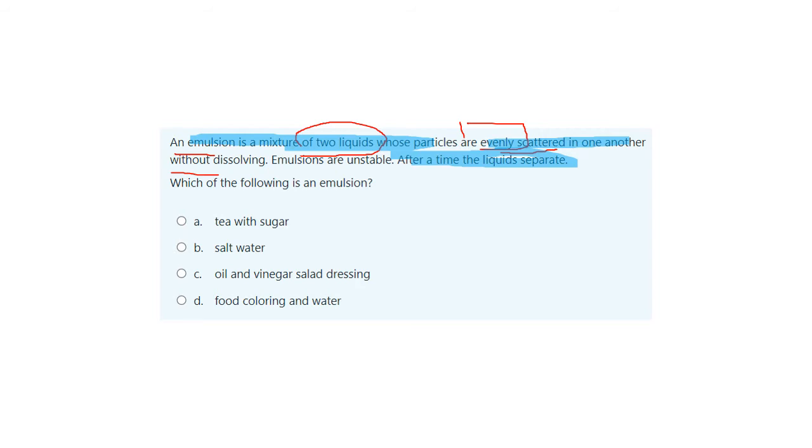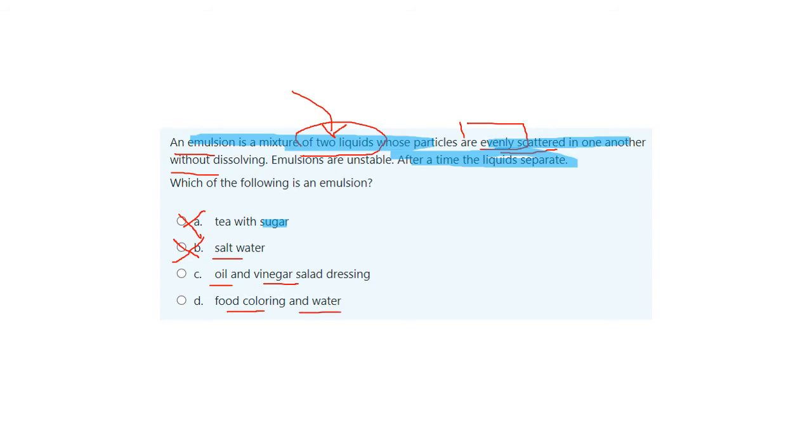Which of the following is an emulsion? Well, tea with sugar. Sugar is a solid, not a liquid. And we are looking for two liquids. So take away answer A. Salt water. Well, salt is a solid, so take away answer B. Oil is a liquid. Vinegar is a liquid. That would make sense. They are both liquids. Food coloring and water.